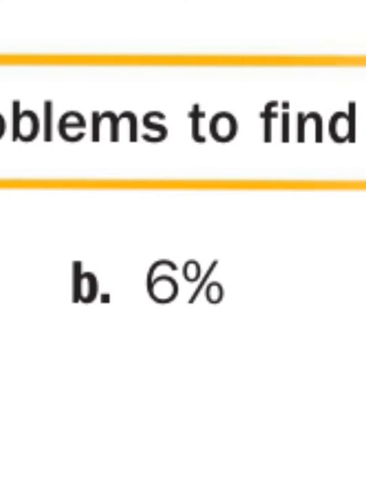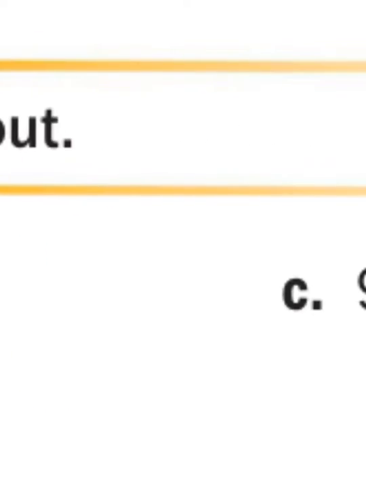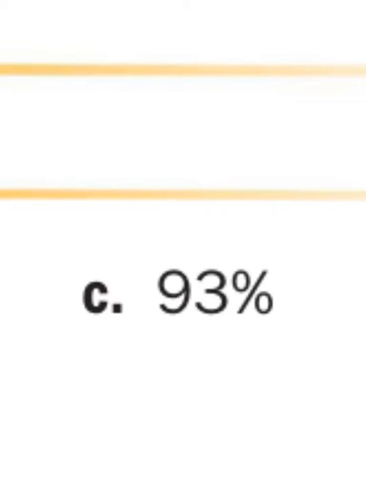Okay, let's go on to B. So when I do B, 6%, I'm going to rewrite DEEP here. And my decimal is at the end of every whole number, and I'm going to fill in a 0 before I move it. Once, twice, X marks the spot. It's going to be 0.06 or 6 hundredths. Okay, and in C, we have 93%. I'm going to write DEEP again.